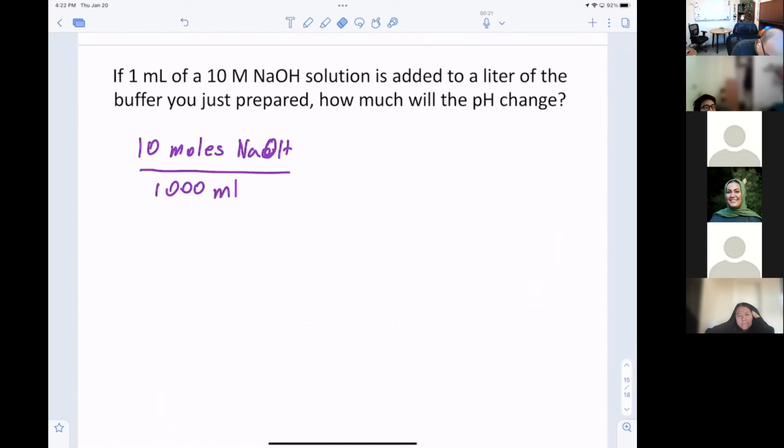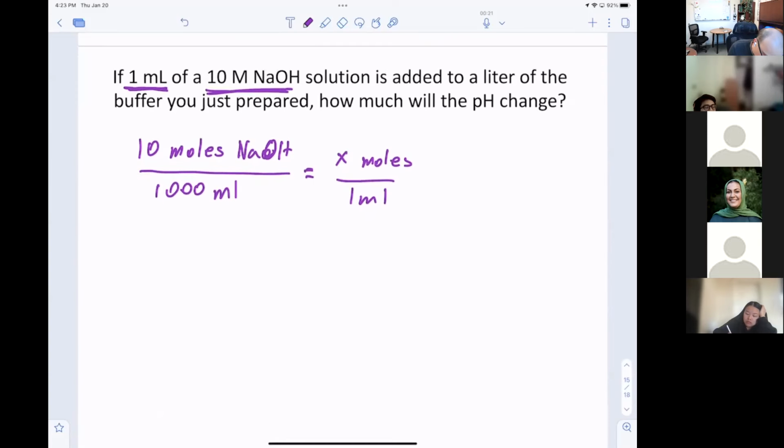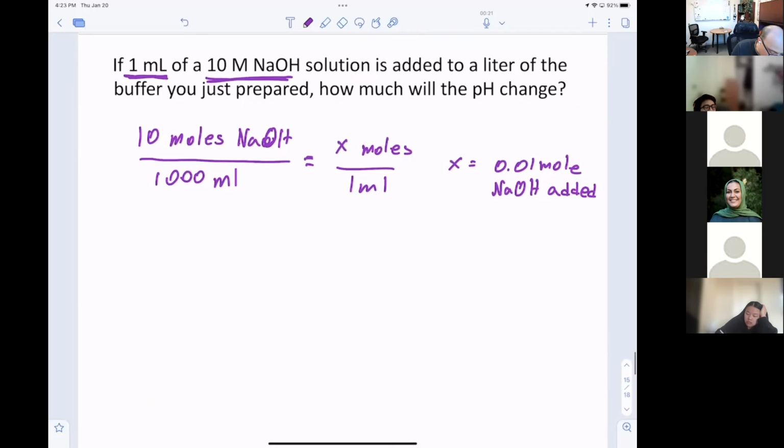If I have 10 moles in 1000 mL, how many moles do I have in 1 mL? Because the main question that I've been asked is that I have 1 mL of 10 molar NaOH, so I have to do this conversion. If I solve for this X, it will be 0.01 moles of NaOH added. So now I know how many moles I added here. It's important to make sure that you know how many moles are going into this reaction.